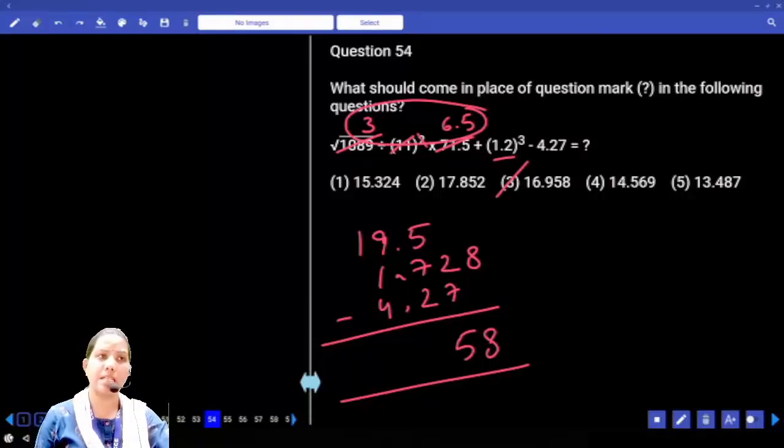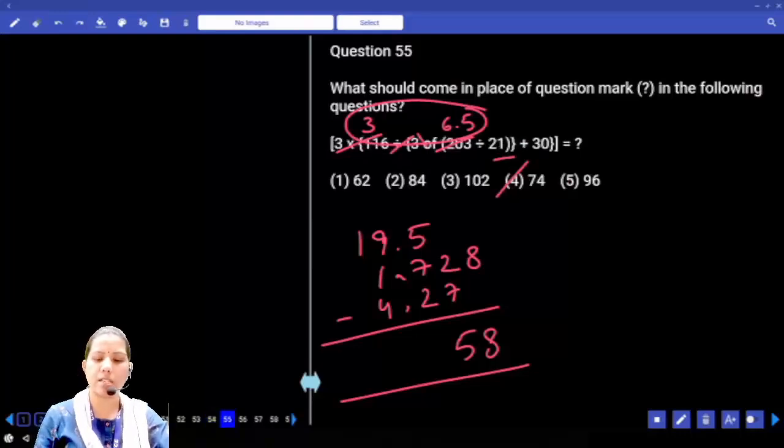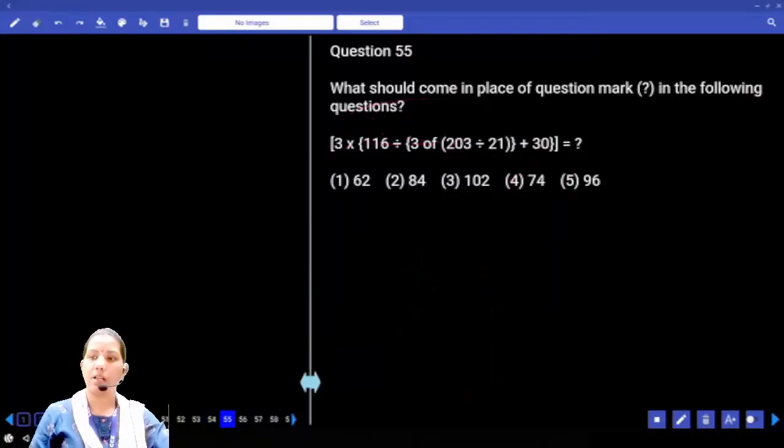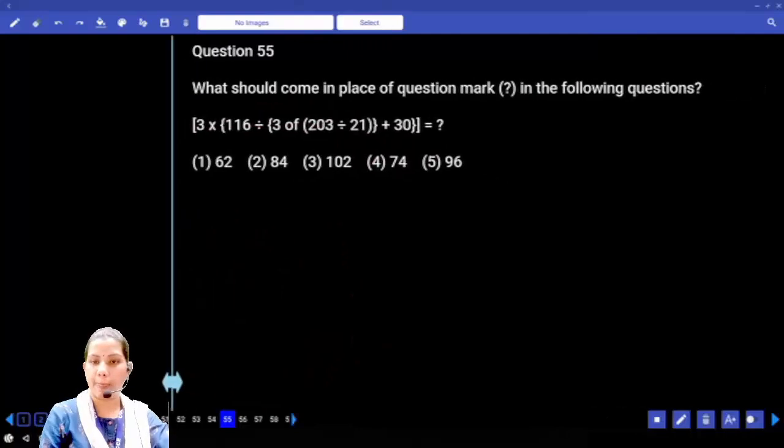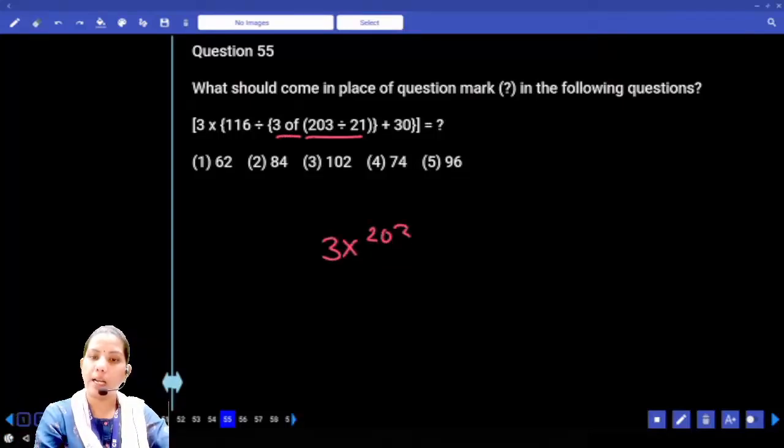16.958. Only last digit verification, unit digit. Okay, next question number 55. First solve 203 divided by 21, that is into 3. So 3 into 203 divided by 20. Okay, 3 exactly 7 times.